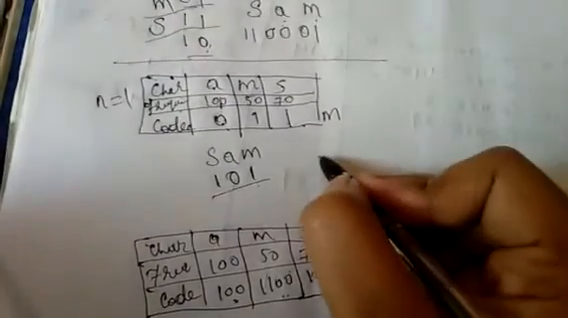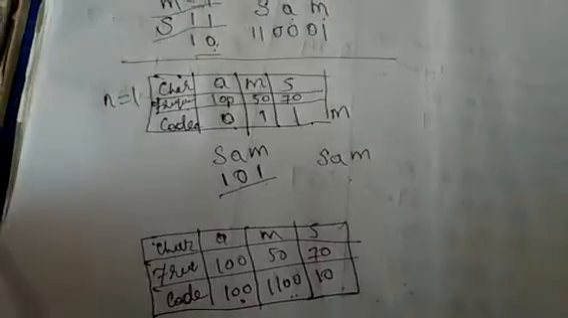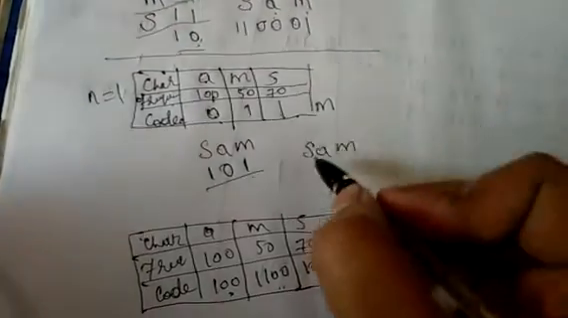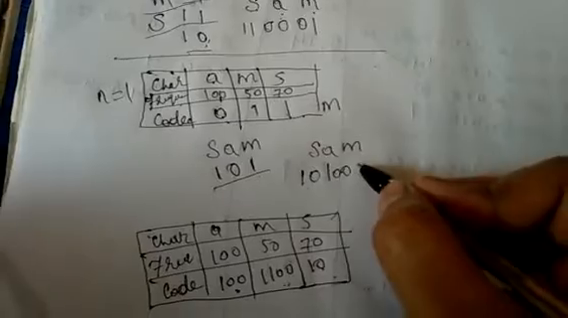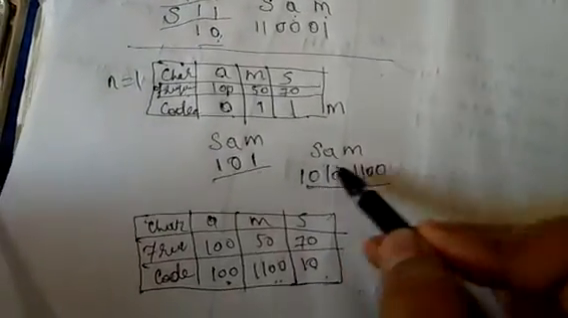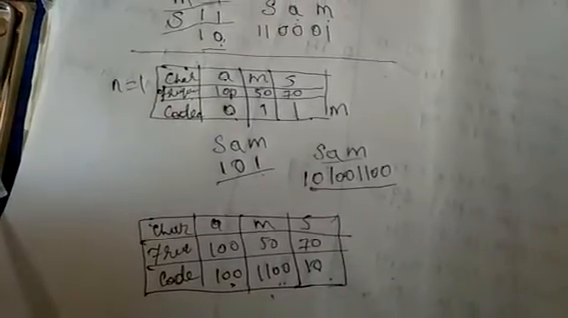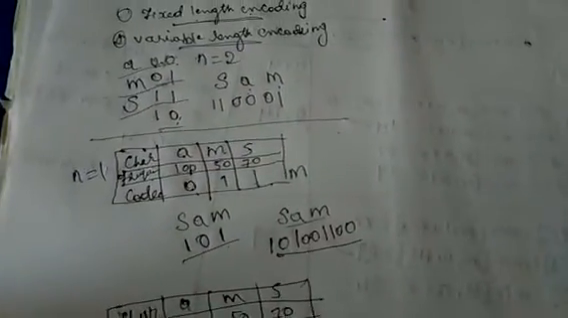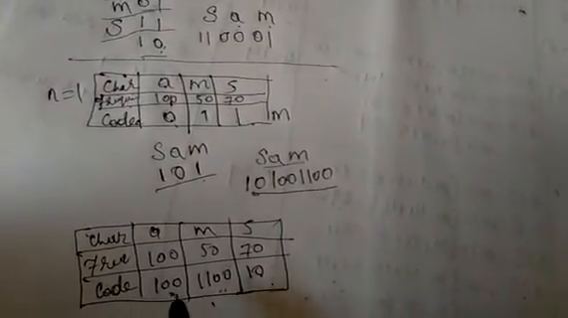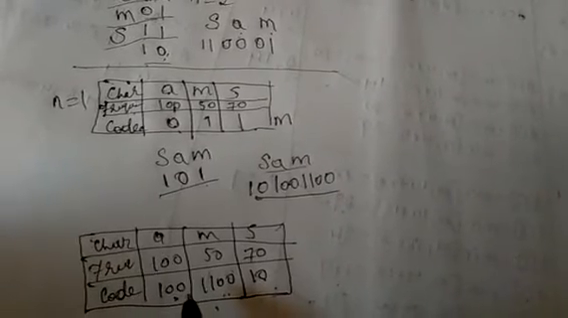For example, if I just encode this one, SAM, then what you will get? For S, I'll replace with 10. For A, I'll replace with 100. For M, I'll replace with 1100. This is the encoded format of SAM using the variable length technique. Okay, in the variable length technique, for the intruder, it is very difficult to find out the code, because here it is of variable length. He cannot just identify the length of the code by using brute force technique.